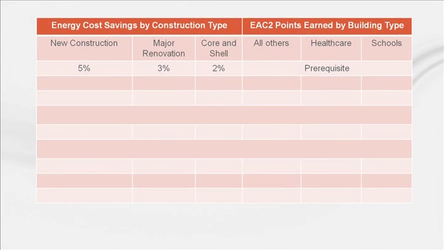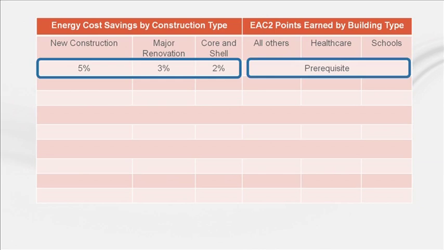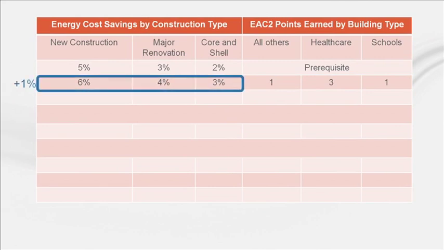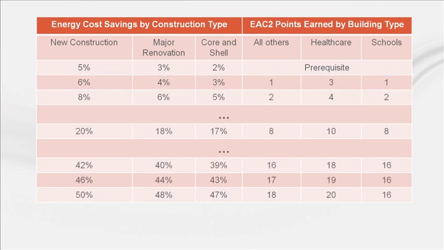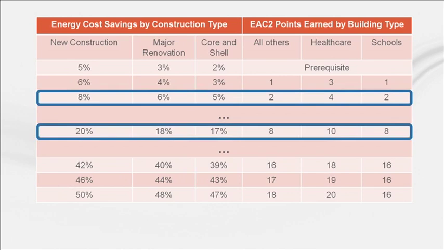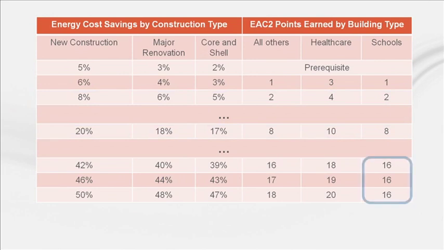Recall that the prerequisite minimum performance levels are different for new construction, major renovation, and core and shell. So accruing credits begins at different percentage improvement levels. A 1% improvement in any of the construction categories begins earning points. Note that a 1% improvement for healthcare receives 3 points compared to 1 point in all other building categories. At higher savings compared to the baseline building, additional credit points are earned. As mentioned earlier, different building types max out at different possible points. Schools can earn a maximum of 16 points, healthcare a maximum of 20, and all other buildings a maximum of 18.